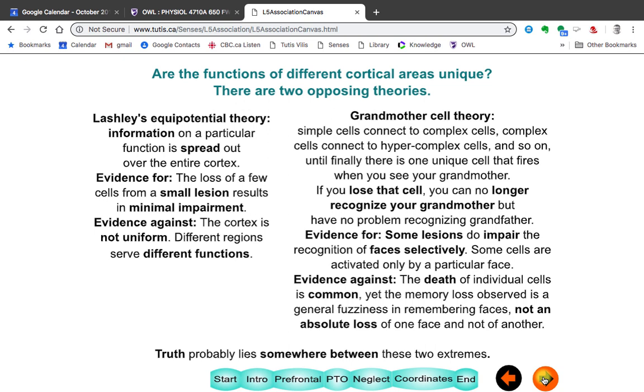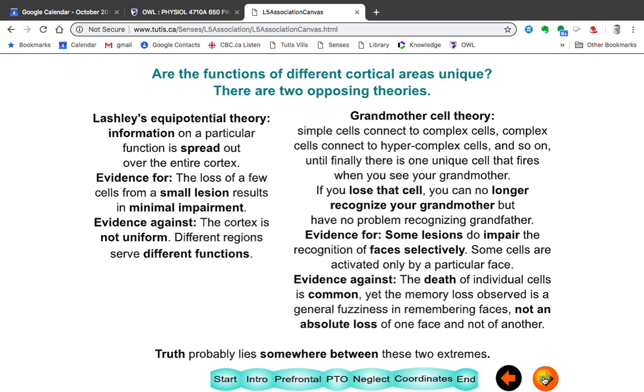And so if I lose a small chunk of cortex, then that memory gets a little blurred, but not by much. Okay, still have the rest of it. Well, one piece of evidence against that is that we do have different structures. We saw we have a V1. We saw we have a primary sensory area for touch, another one for the auditory system. So it isn't uniform.